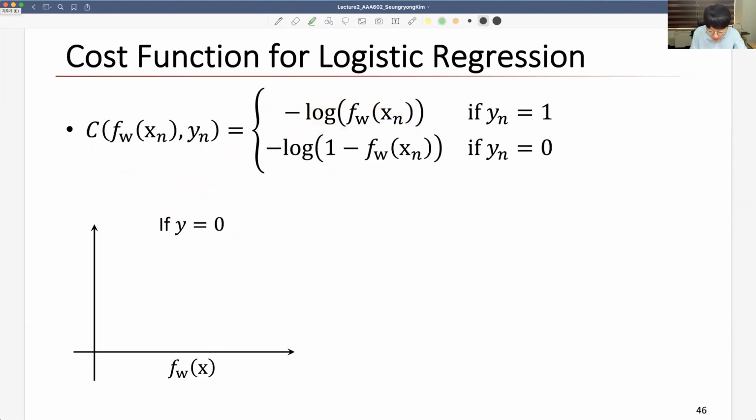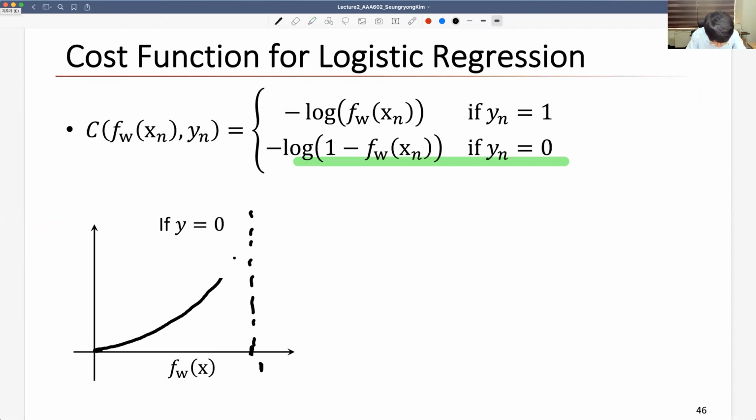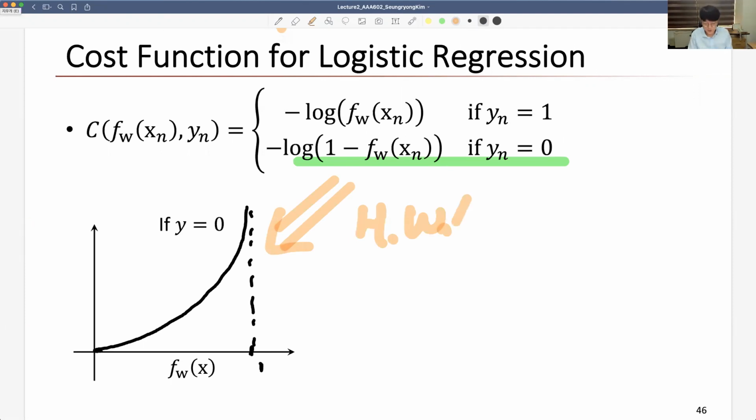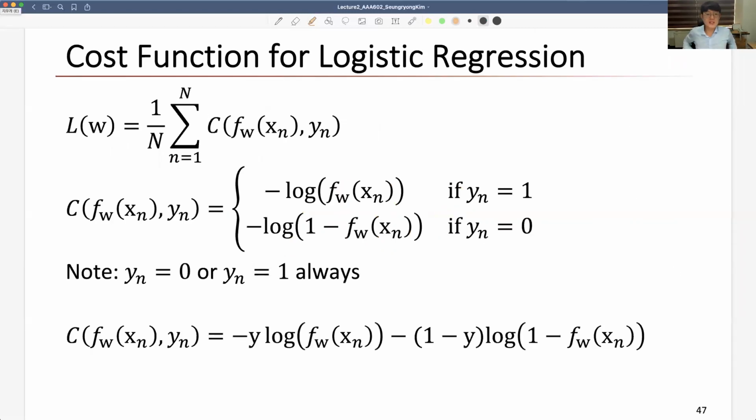In the other case, yn is equal to 0, the desirable properties should be reversed, right? So comparing to this one, the shape of the cost function is like this. You can draw this cost function yourself and understand why this term is used to define the yn is equal to 1 case and the yn is equal to 0 case. Anyway, this is the new cost function for the logistic regression problem.